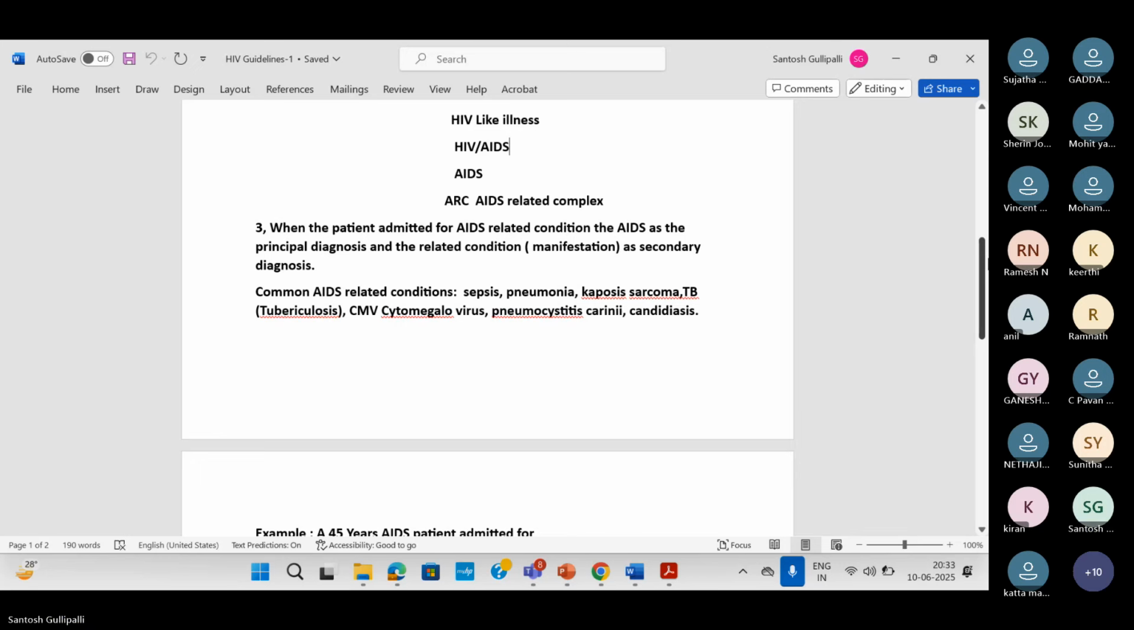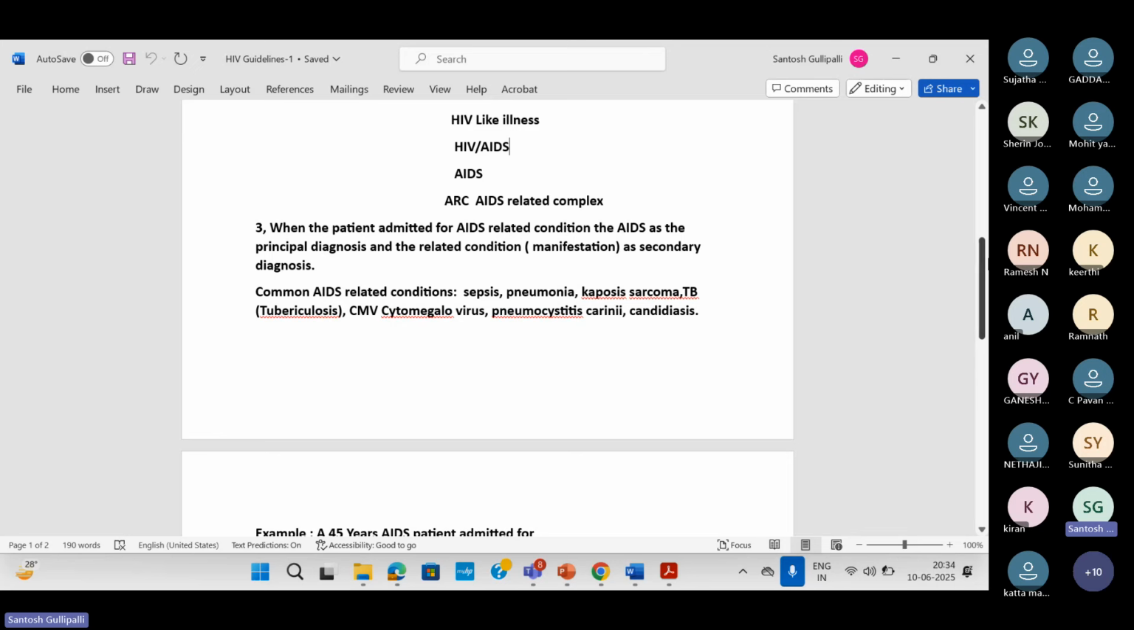What are the common AIDS related conditions? Sepsis, pneumonia, Kaposi sarcoma. Sepsis is a blood infection. Pneumonia is a lung infection. Kaposi sarcoma is the most common skin cancer in AIDS patients.